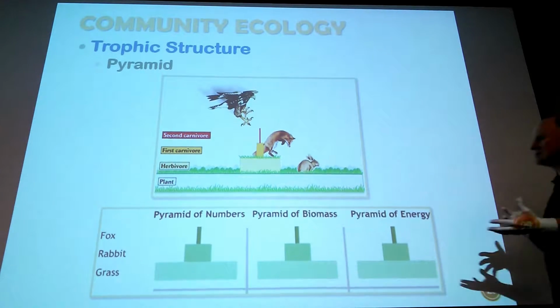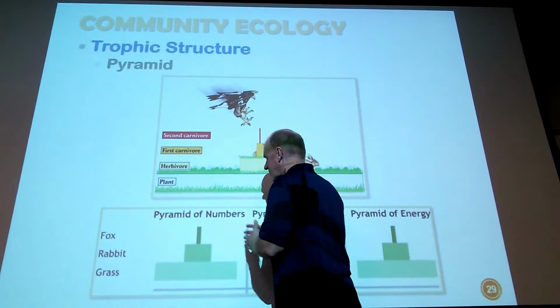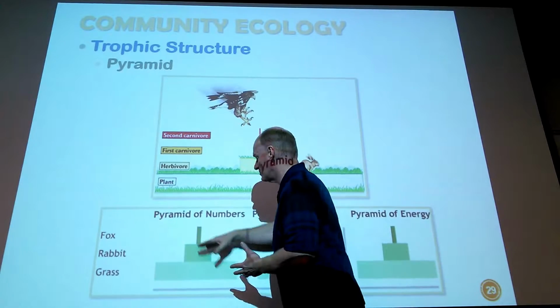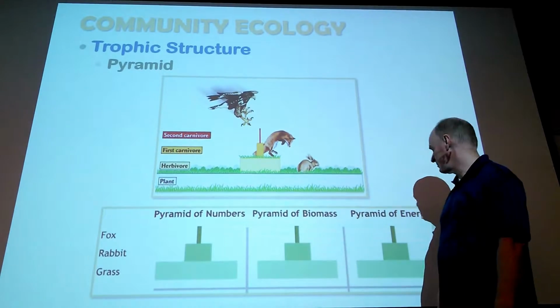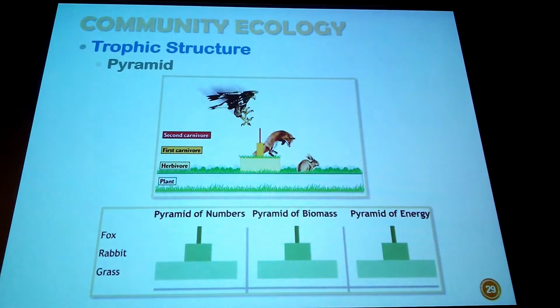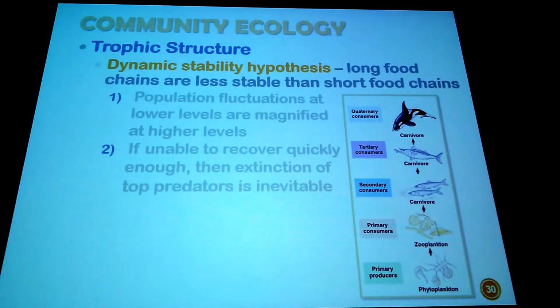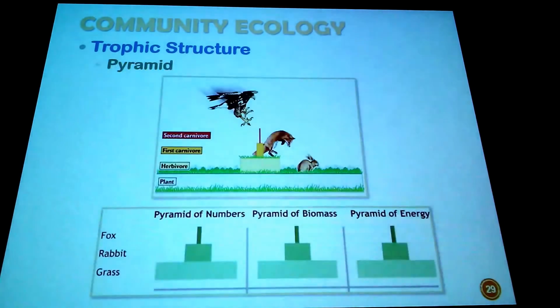And then the biomass of each organism, if the organisms are reduced by 90% from one trophic level to the next, then it only makes sense that the biomass is reduced by 90% from one trophic level to the next. So it's all proportional. Okay, it's all direct proportionality from the energy to the numbers to the biomass. The dynamic stability hypothesis: long food chains are less stable than short food chains.